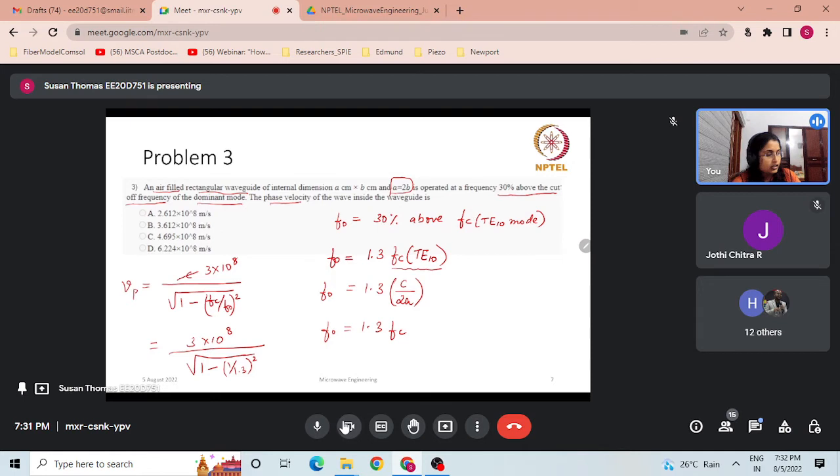Can anybody give me the final answer for the phase velocity? Yes, as Jayanto said, the answer is 4.695 into 10 power 8 meters per second, option C. The key idea is how we write this statement: that f naught, the operating frequency, is 30% above the cutoff frequency. If you know this, the rest of the steps are easy. So let's go to the next problem.